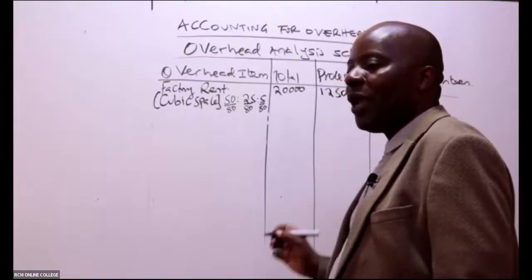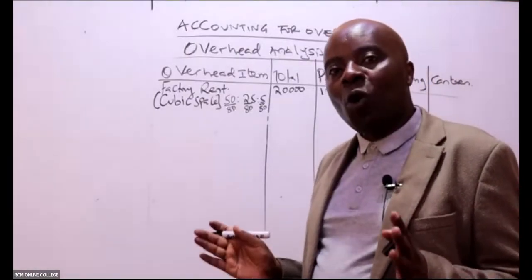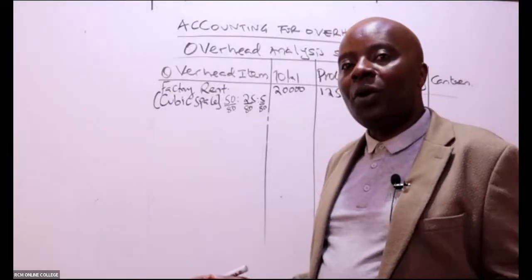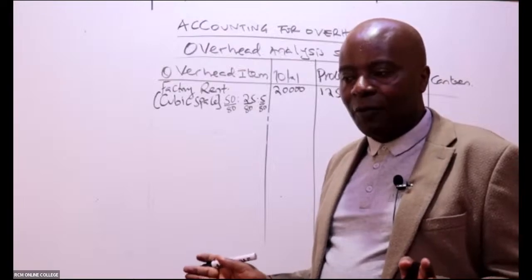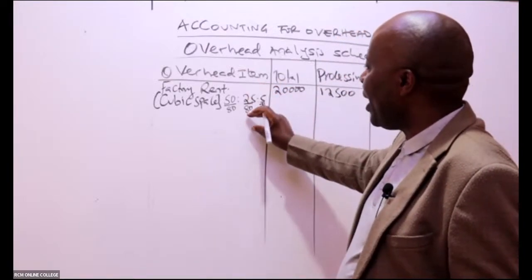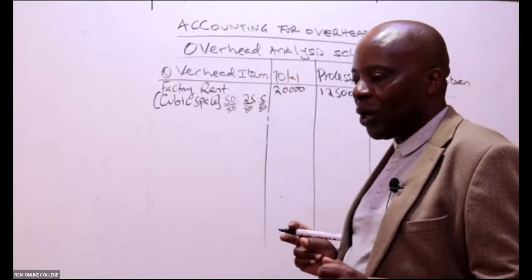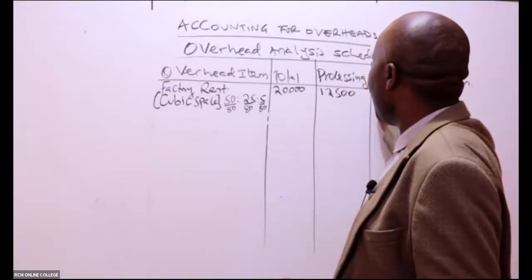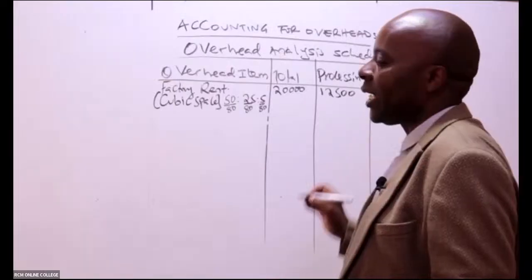What are we doing here? We are doing apportionment. Why are we apportioning? Because the rent is a common expenditure, so we must apportion fairly. So we go to the next department. The next department will be 25 over 80 times the total figure, 20,000. So I'm getting 6250.